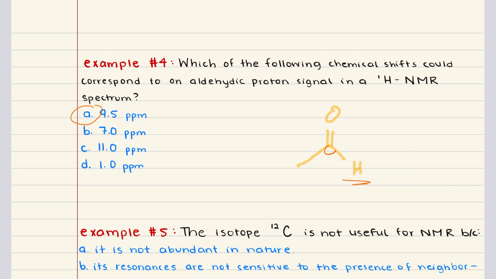As a quick note here, choice C, 11 ppm, that's a little too far downfield. When we see signals around 11 to 12 ppm, that's usually associated with carboxylic acid protons, not aldehyde protons. So that is a bit too high. Once again, 4 is A.